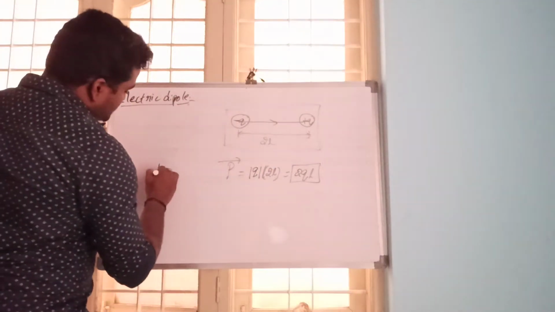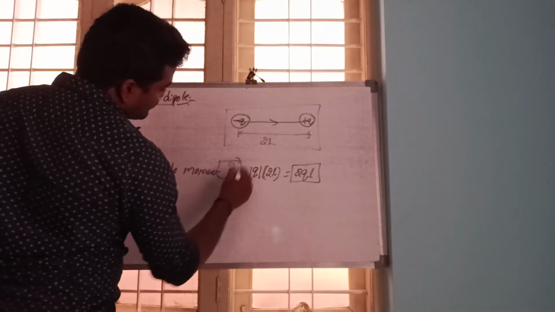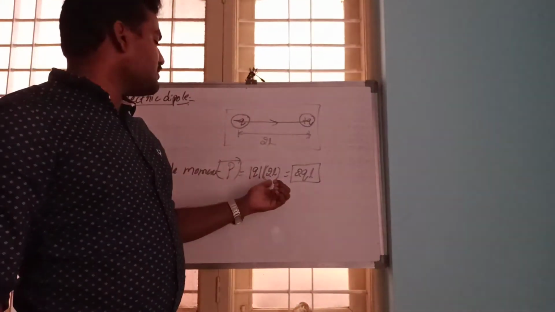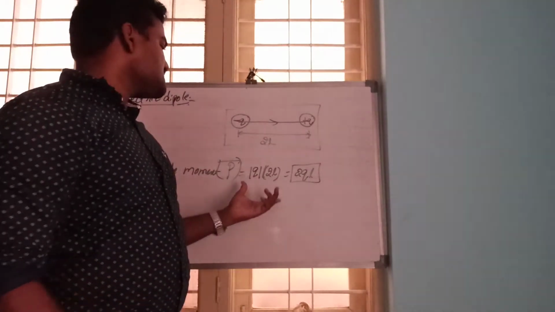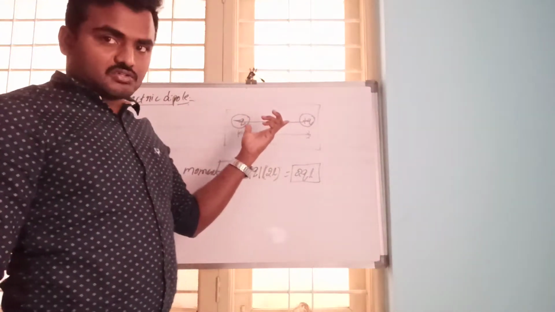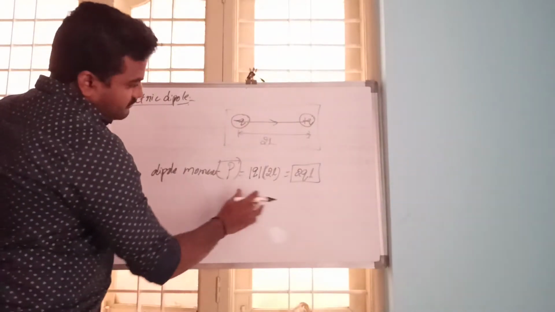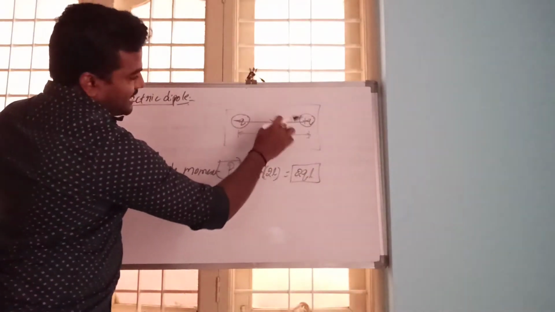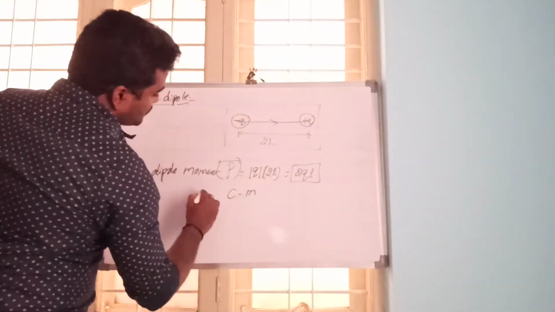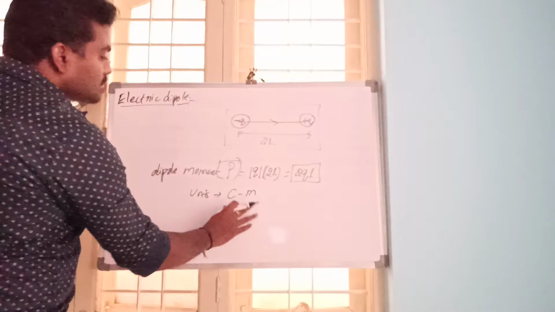So the dipole moment P bar equals the product of the length of the dipole and the magnitude of either charge, and has a direction from negative charge to positive charge. Dipole moment is a vector quantity. It has both magnitude and direction. Its units are charge times length, so coulomb meter. So the dipole moment units are coulomb meter, not coulomb centimeter.